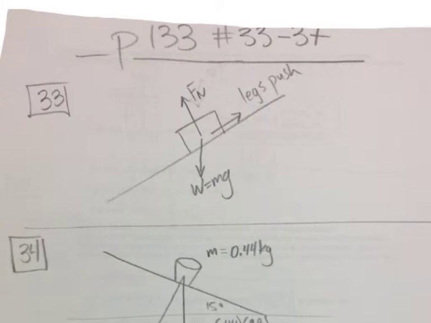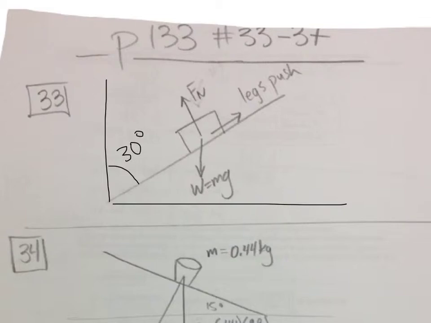Question 33 asks: an ant climbs at a steady speed up a hill, which is inclined at 30 degrees from the vertical. Sketch a free body diagram for the ant. This is not drawn to scale because I didn't read the question clearly. 30 degrees from the vertical would mean this is a 30-degree angle.